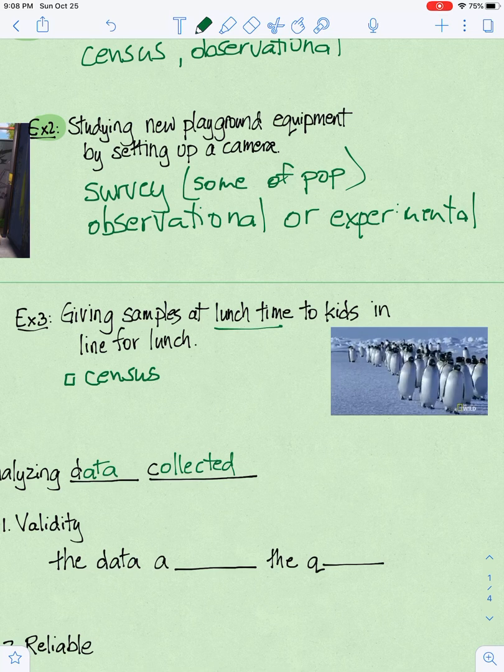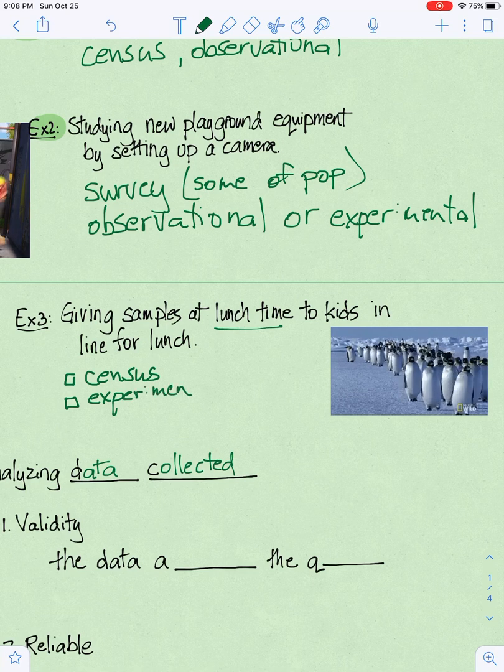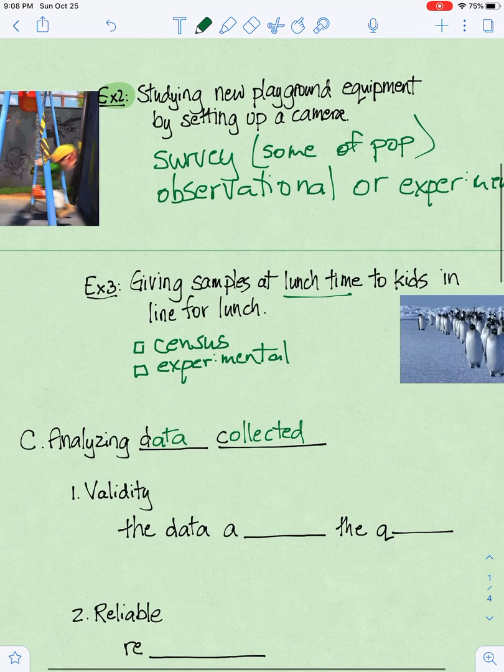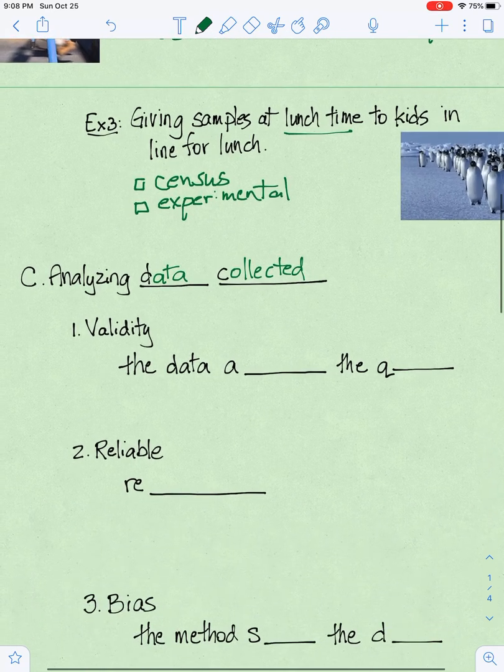Is it observational or is it experimental? This clearly is experimental because we are giving them samples and we want to see what their reaction is to those experimental lunches that we are handing out, little treats.